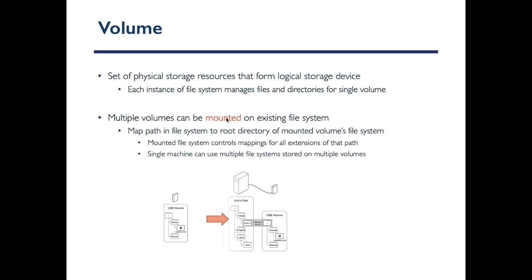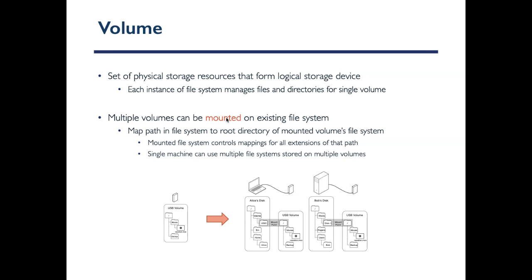I think it would be easier to see it in a picture. So let's say this is your USB disk drive. You have installed a file system on it, and it has, let's say, two folders and a file, a movies folder and a backup folder and only one file. This is the root directory of your USB volume.